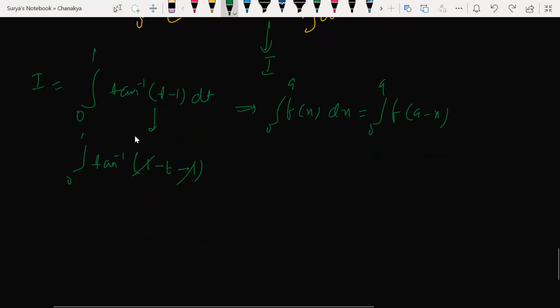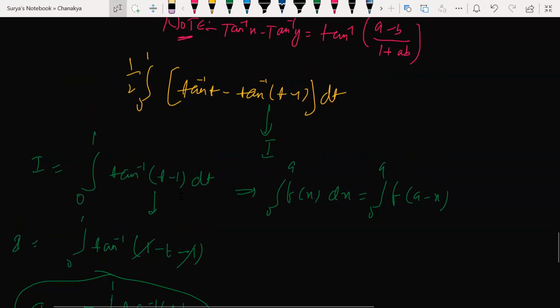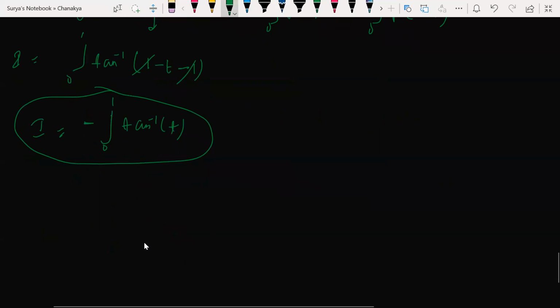So this is your I, right? I is equal to what you are going to get now? Minus 0 to 1 tan inverse of t, right? So this is my I. Now this is minus tan inverse of t. So let us substitute in the star equation. Let us take this as star equation. In the star equation, I'm substituting this I value.